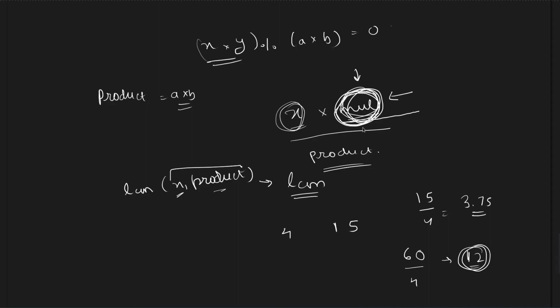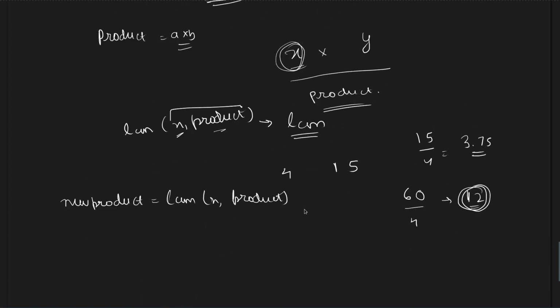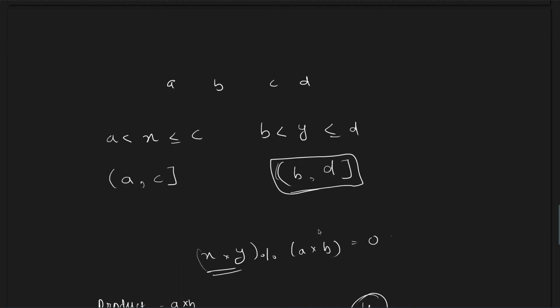So the first and foremost condition is that this second value that I am trying to find, which I can take as y, should be an integer. So for y to exist as an integer, I need to find the new product, which is the LCM of x and the initial product which I calculated, which is a into b. As soon as I find this new product, y should be equal to new product divided by x. As soon as I find y, I want to make sure that y, or some multiple of y, exists in this particular range.